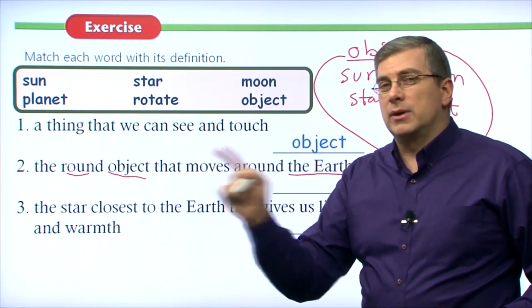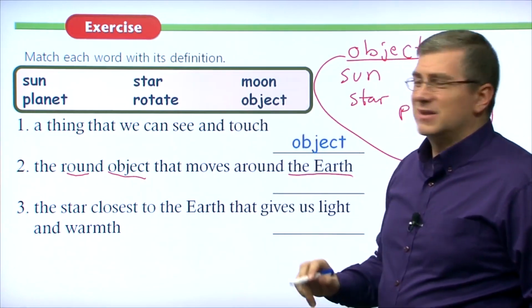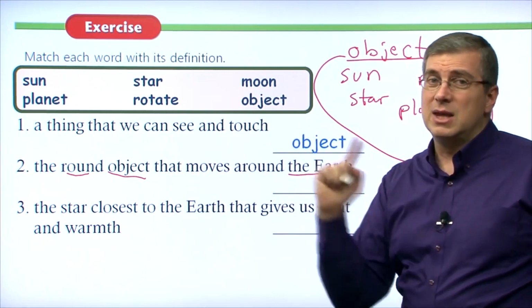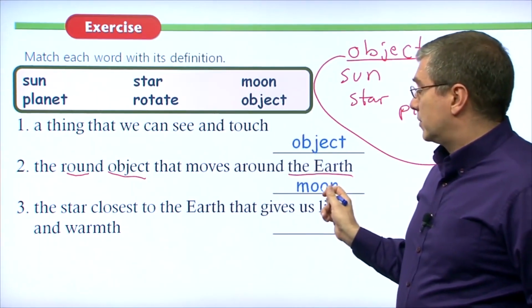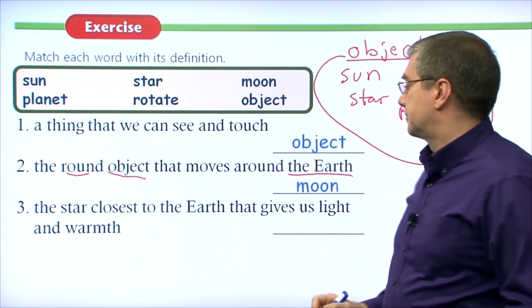Two, the round object that moves around the earth. There's only one object that moves around the earth. And what is that? Is it the sun? Does the sun move around the earth? No, the sun stays where it is. The earth moves around the sun. We were talking about the moon. The moon moves around the earth. Okay? Okay.